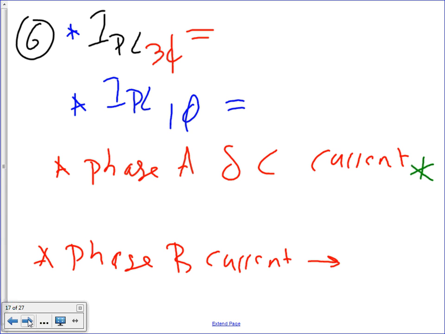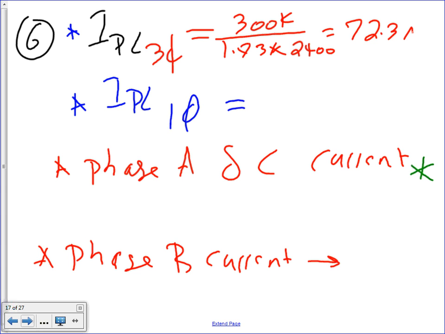Okay, so let's look at the three-phase. The three-phase is a piece of cake, guys. Remember the three-phase bank that we did? How much was the three-phase bank? It was 300 K divided by, what's the voltage, we're on the primary side, right? 1.73 times 2400. If you do this math, I came up with 72.3 amps. Anybody come up with something different?